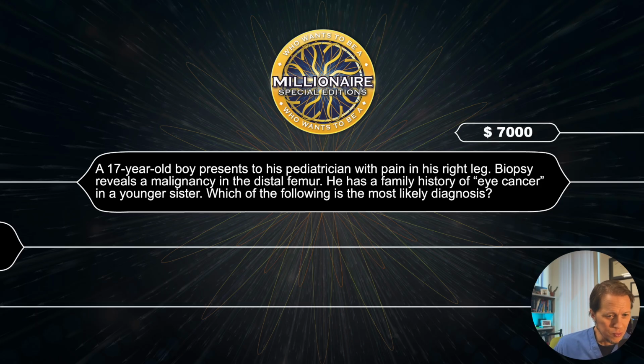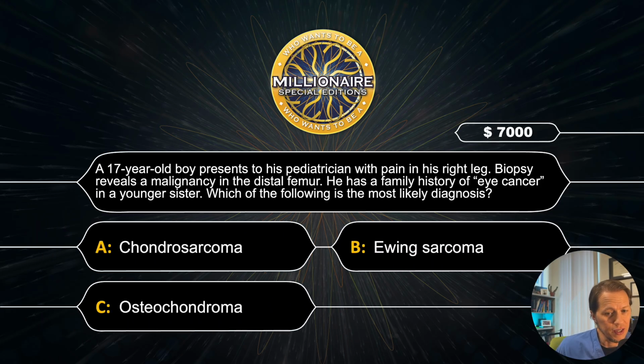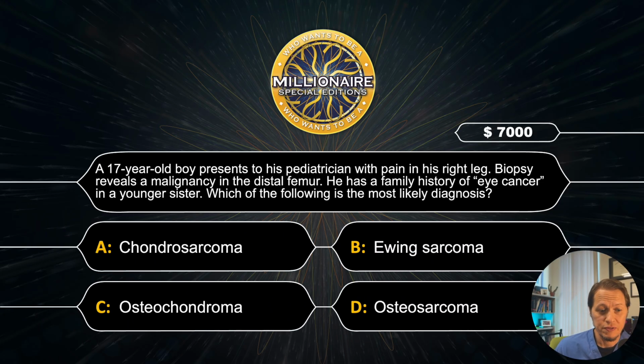A 17-year-old boy presents to his pediatrician with pain in his right leg. Biopsy reveals malignancy, sadly, in the distal femur. We do see this a lot. He has a family history of, quote, eye cancer in his younger sister. Which of the following is the most likely diagnosis?